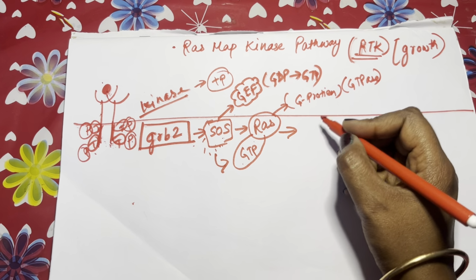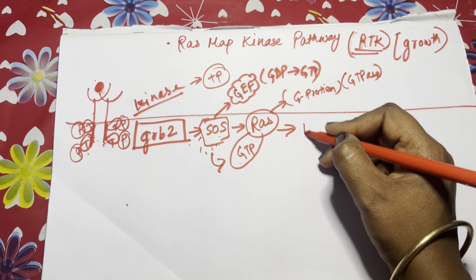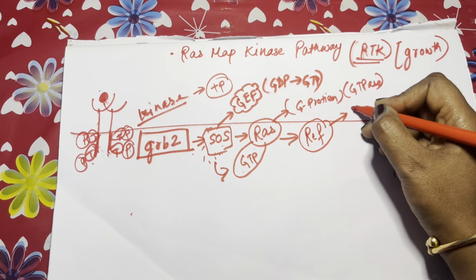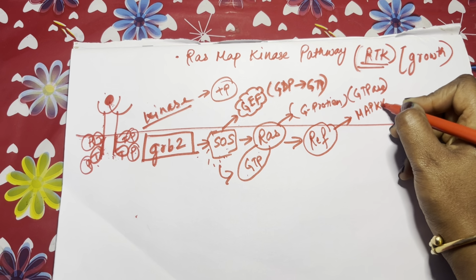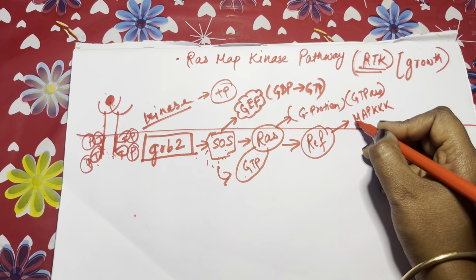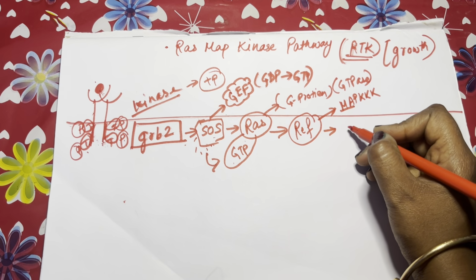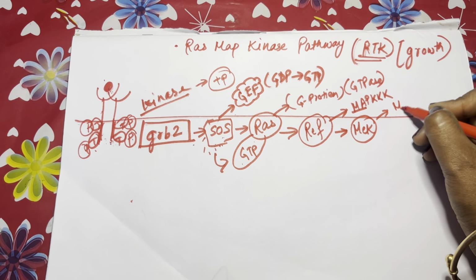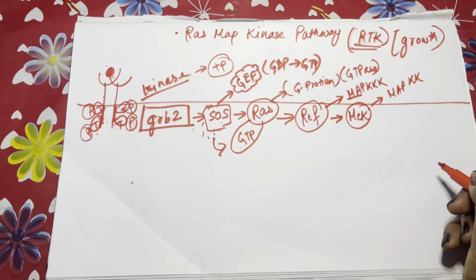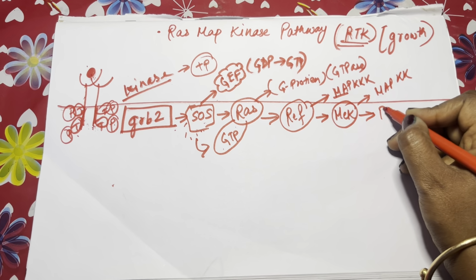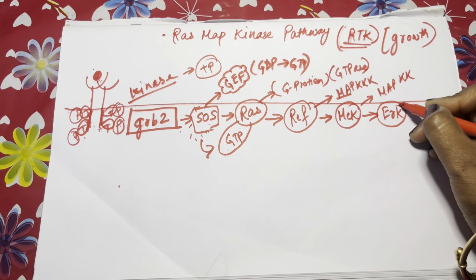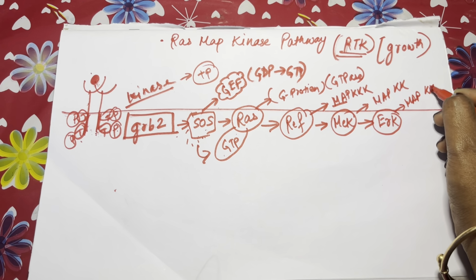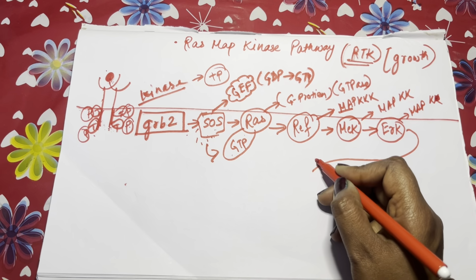Ras will be active. Now activated Ras will activate another protein called RAF. Another name of RAF is MAP kinase kinase kinase. RAF will activate another protein called MEK. Another name of MEK is MAP kinase kinase. MEK will activate another protein called ERK. Another name of ERK is MAP kinase. ERK, upon activation, will enter the nucleus.